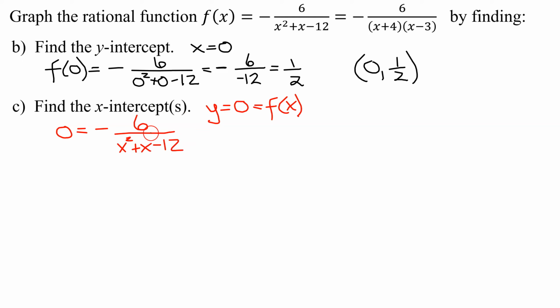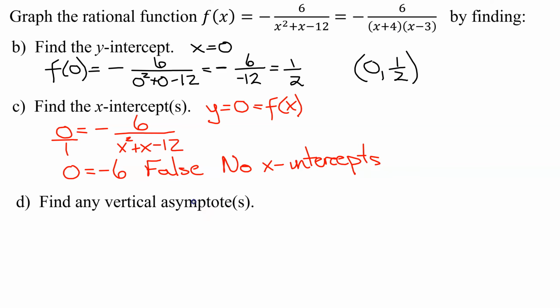There's several different ways of solving this. I'm just going to divide 0 by 1, turn this into a proportion that I can then cross multiply. 0 times x squared plus x minus 12 is 0, equals 1 times negative 6 is negative 6. Does 0 equal negative 6? Hopefully not. So this is a false statement, so there are no x-intercepts.